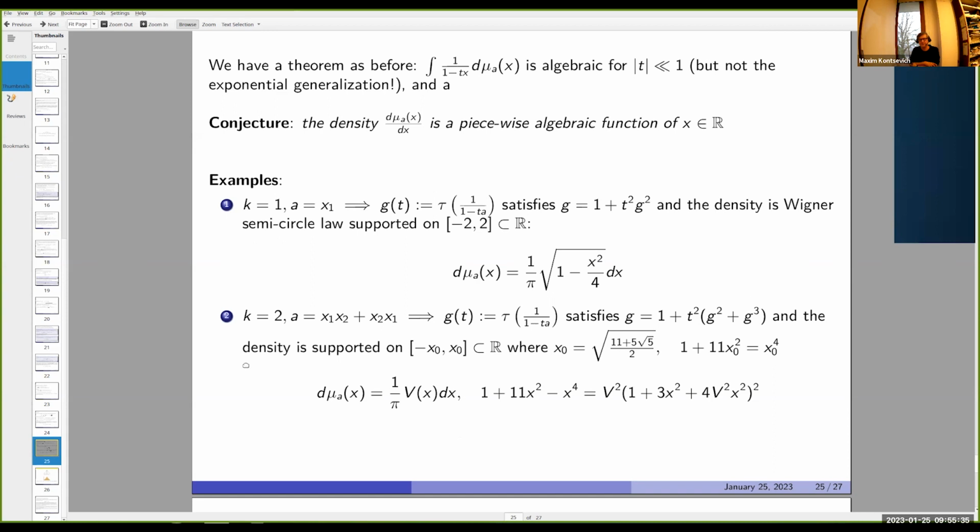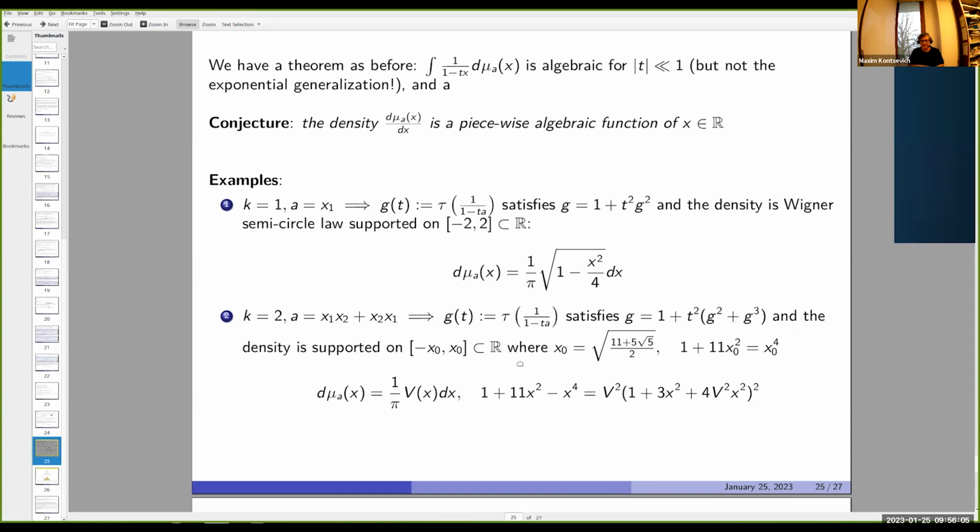It's supported on an interval of very strange length, square root of 11 plus 5, whatever, a solution of this quadratic equation. And the density is given by 1 over pi, like in the previous case, multiplied by some massive algebraic function, solving again some equation. So it's really a brand new result. People working on random matrices have never done this equation so far.